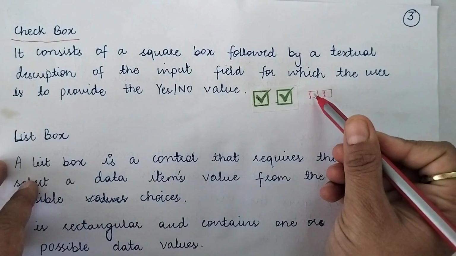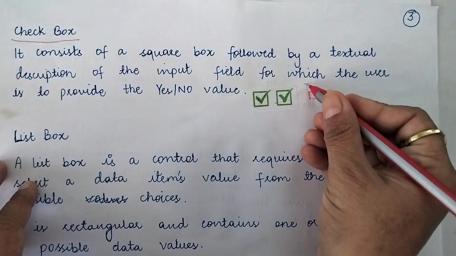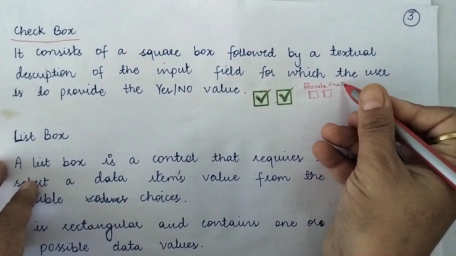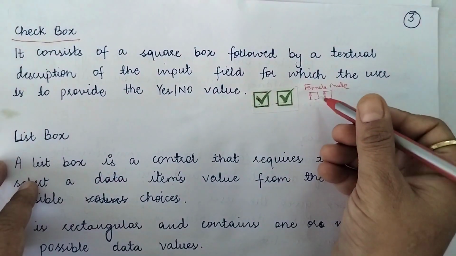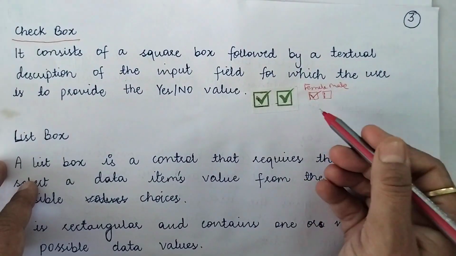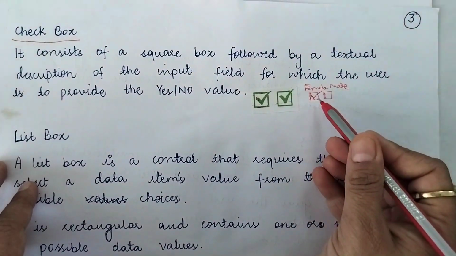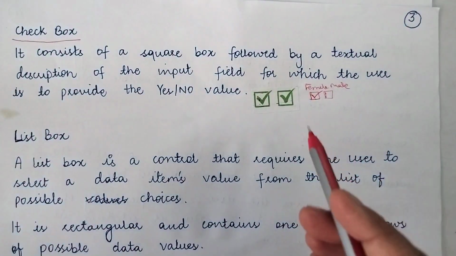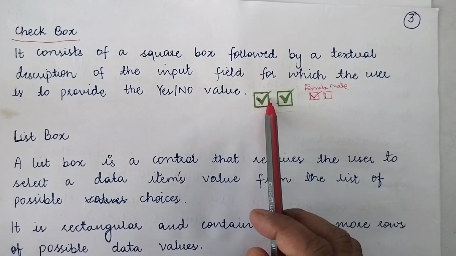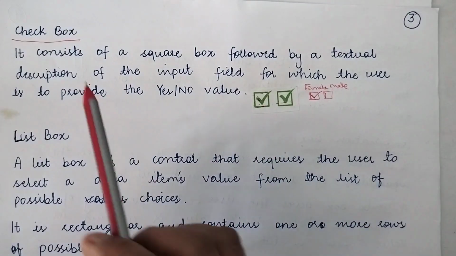But when you select either of the options, say for example, again we take the example of gender, female and male. You have to select either of the two genders, and if I select female, then this checkbox will be tick marked. The one which is tick marked is the one which has been selected. So this is how a checkbox looks like when you select values within it.